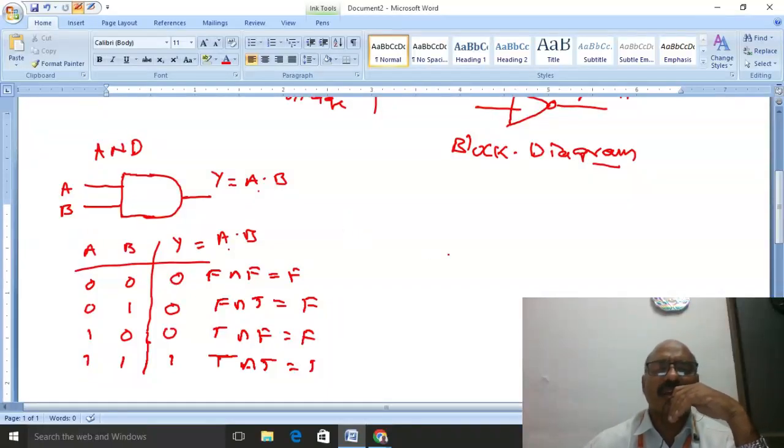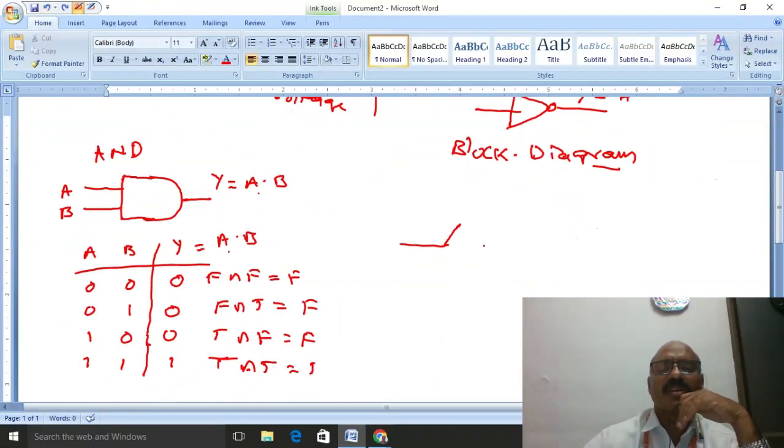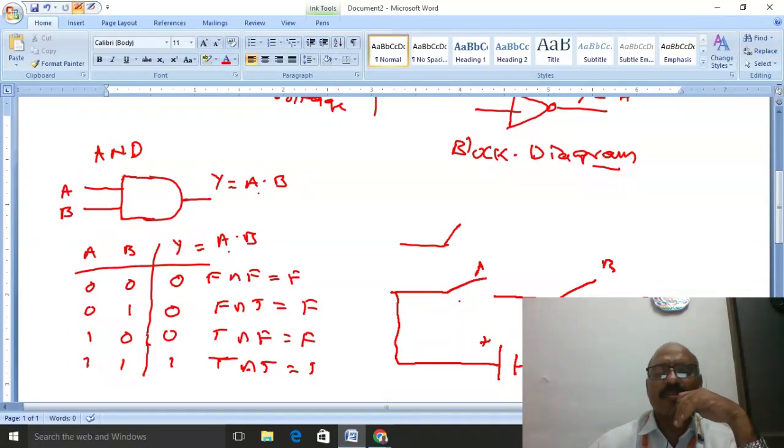But how does the circuit work? Let us consider a circuit here. There are two switches. This is one switch, we call it A, and another switch we call it B, and I am connecting this to the battery. This is the positive and this is the negative. And here I am attaching a resistance, or simply a bulb.